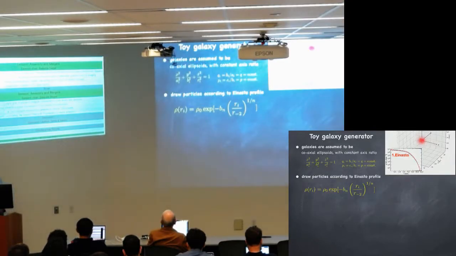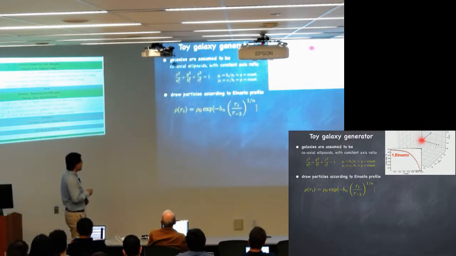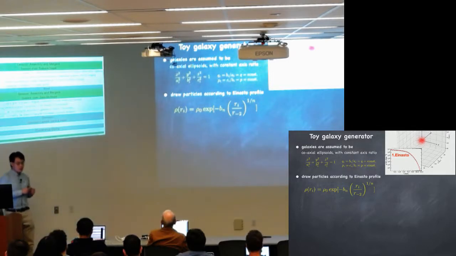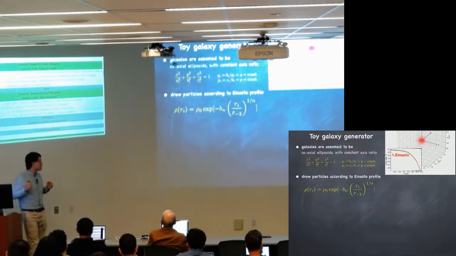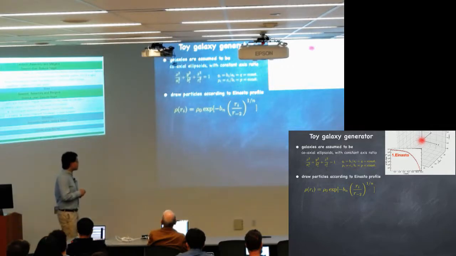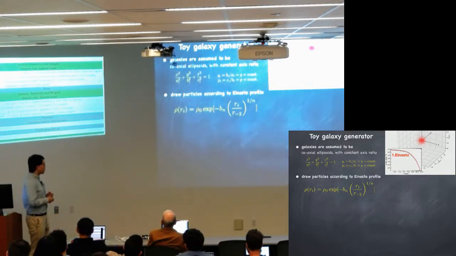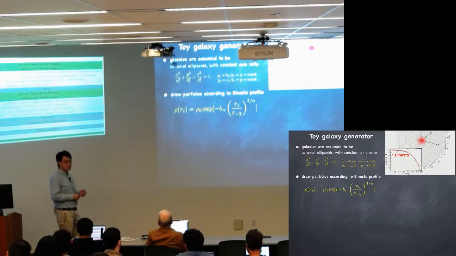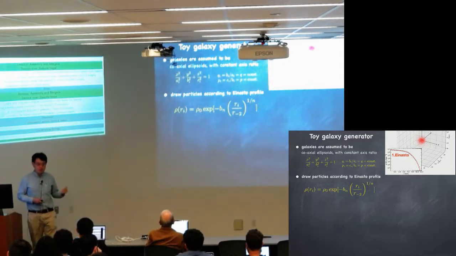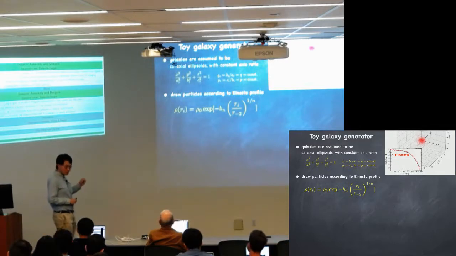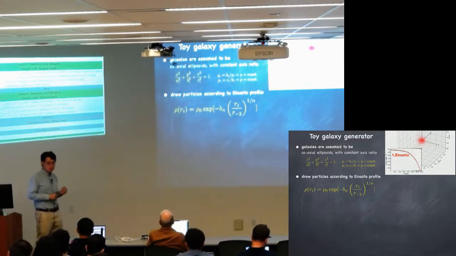So what we mean by toy galaxy is the following. We assume galaxies are a collection of coaxial ellipsoids with constant axis ratios in 3D from inside to outside. And we assume the stellar particles follow an Einasto profile. Note that the Einasto profile is typically used to describe halos. But if you look at the functional form, it's actually almost identical to the Sérsic profile. And we have tested that when projected, Einasto profiles produce 2D profiles that are very similar to Sérsic profiles.